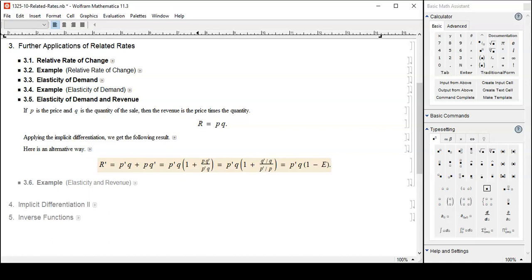Okay, all right. We got the relation between R prime and E. How does it help? Well, let's consider this. When price goes up, let's suppose that P prime is positive, price is going up, and 1 minus E is also positive. In other words, E is less than 1. In that case, this entire quantity is positive, so R prime is positive, so your revenue is going up.